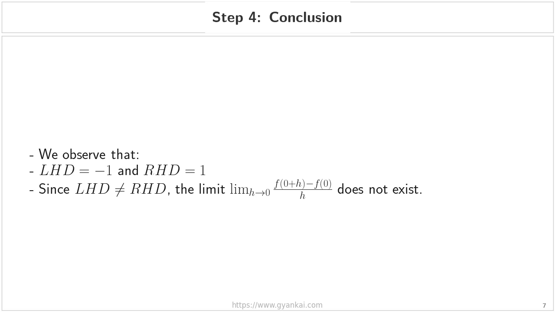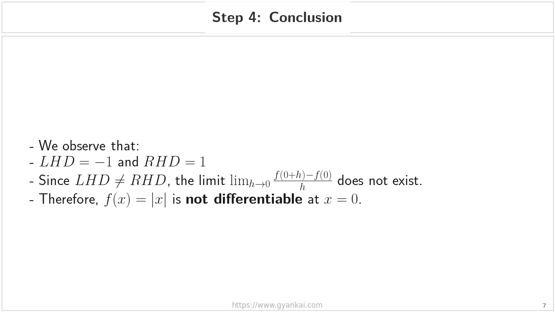Because the left-hand derivative is not equal to the right-hand derivative, the overall limit of the difference quotient, which is the limit as h approaches 0 of the function of 0 plus h minus the function of 0, all divided by h, does not exist. Consequently, we can conclude that the absolute value function, f of x equals absolute x, is not differentiable at the point x equals 0. This mathematically proves the point we touched upon earlier. While the function is continuous at this point, the abrupt change in direction, that sharp corner we discussed, makes it impossible to define a single, unique tangent slope at the origin.